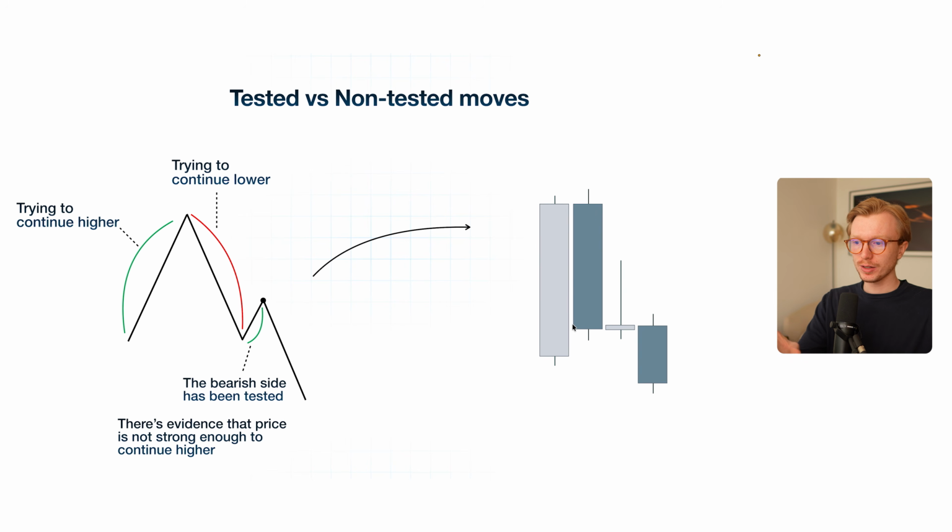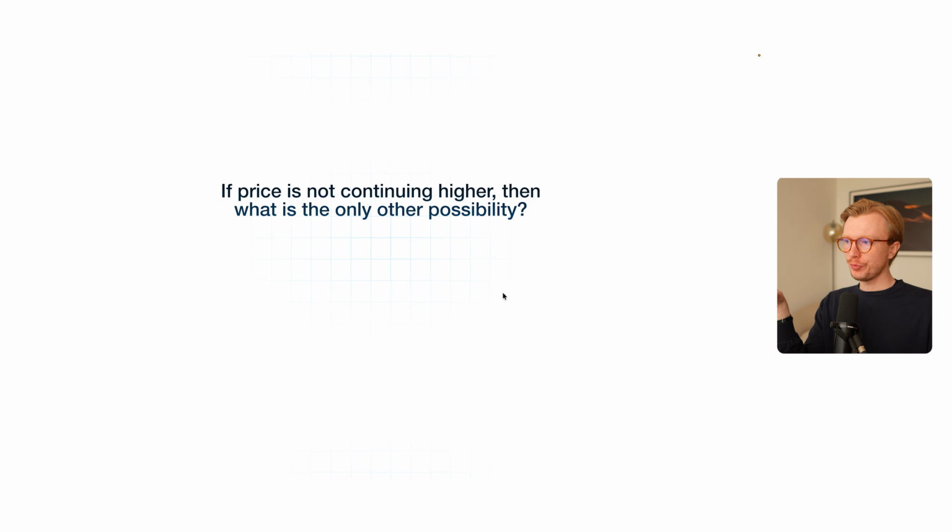This is where the bearish side is now very strong because we have evidence that we tried to continue lower and that succeeded. We tried to continue higher, that failed, and we continue lower again. That's it. So ask yourself right here, if price is not continuing higher, then what is the only other possibility that it has? Well, if price is not going to continue higher, then it's likely going to continue lower.